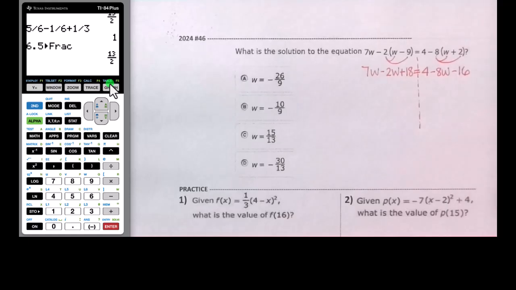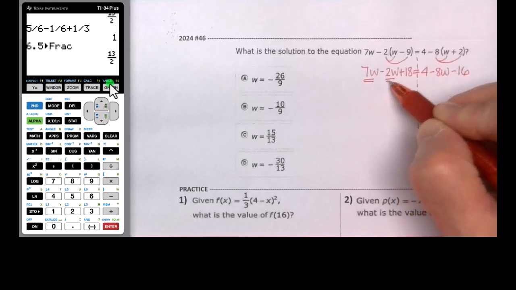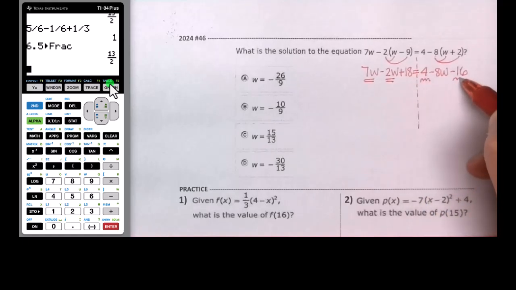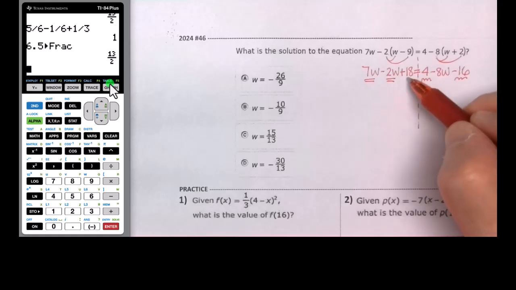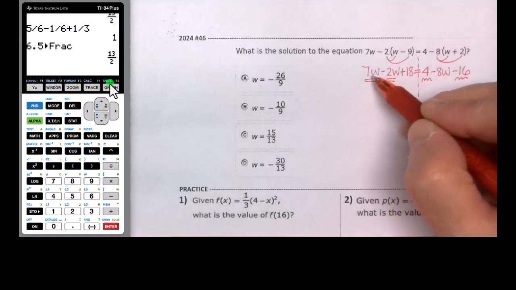Second step of solving the equation is to combine like terms. So we're going to combine 7w with negative 2w, and on the other side, we're going to combine 4 with negative 16. This 18 here, there's nobody to combine, so we're just going to bring it down. Same thing with negative 8w. So let's do the operation here.